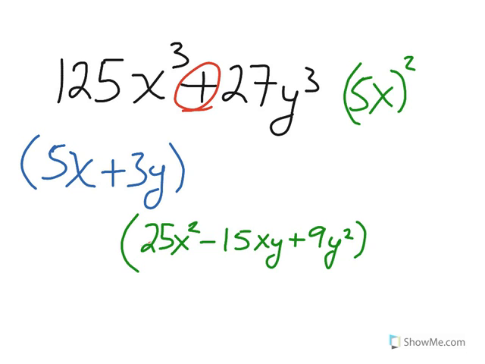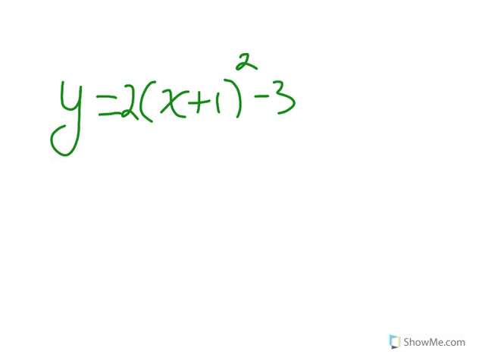If it's a minus sign, the only thing that would change would be these two would flip-flop, my positive and negative signs. Alright, so if I talk here about the transformations of this equation, all we're saying is, what does the plus 1 do to the graph? What does the minus 3 do to the graph? What is the 2? The 2 is going to make it narrower.